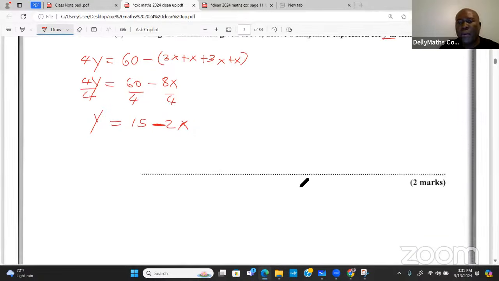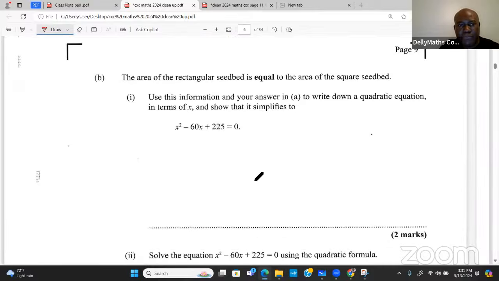All right, so we want to make sure that we have this down. The length y is equal to 15 minus 2x. And it simply means that at any given time, I can substitute 15 minus 2x for y. All right, let us jump on to the next question.